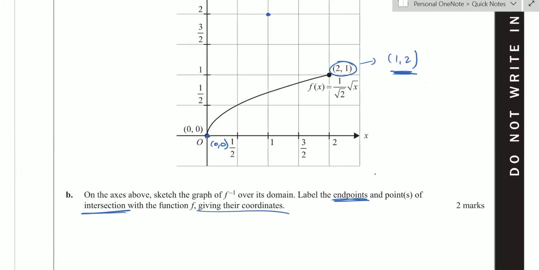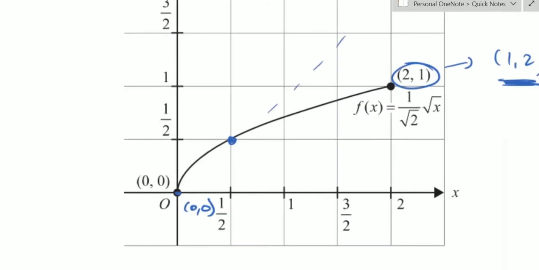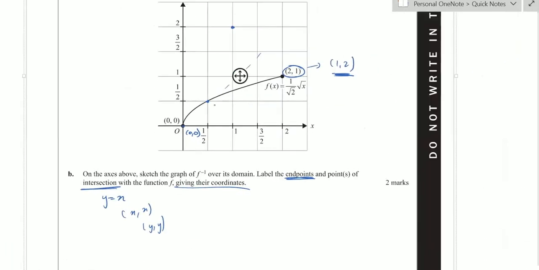Next thing is points of intersection, so that we know they intersect on the graph of y equals x. So that's any point on the graph where it's (x, x) or (y, y), where both the numbers are the same. So we can draw our graph of y equals x to help us locate those points. And you can see that there's a point right here. We can see that there's a point here, but it might not be, so it's always good to check whether that point is actually (1/2, 1/2).